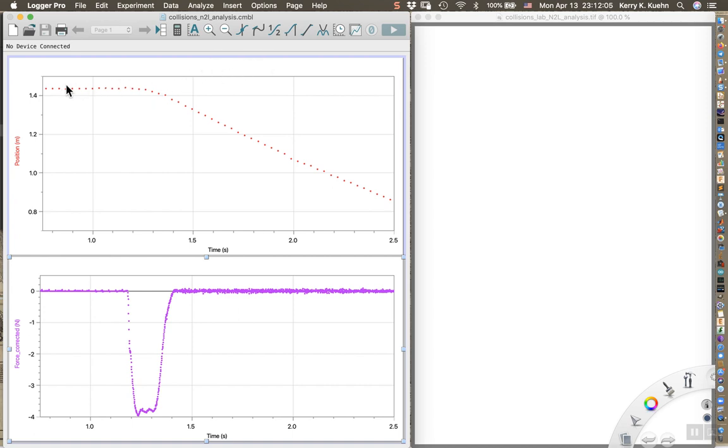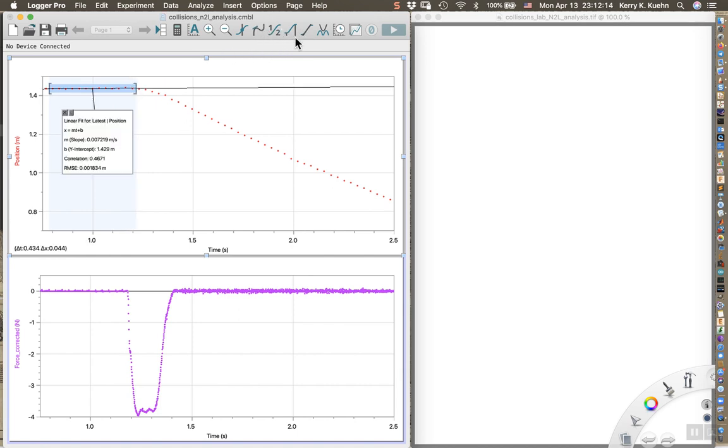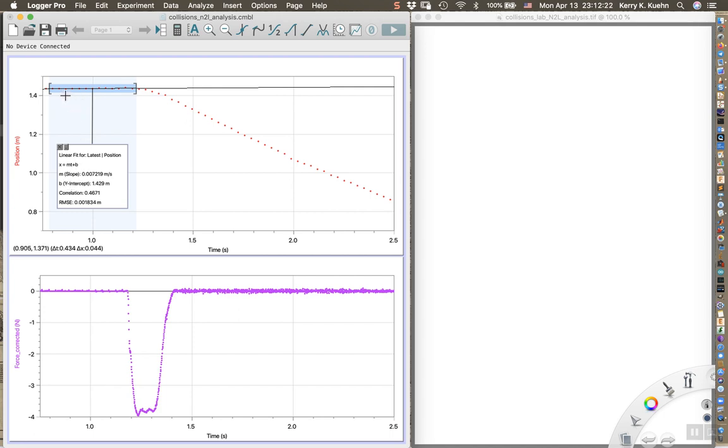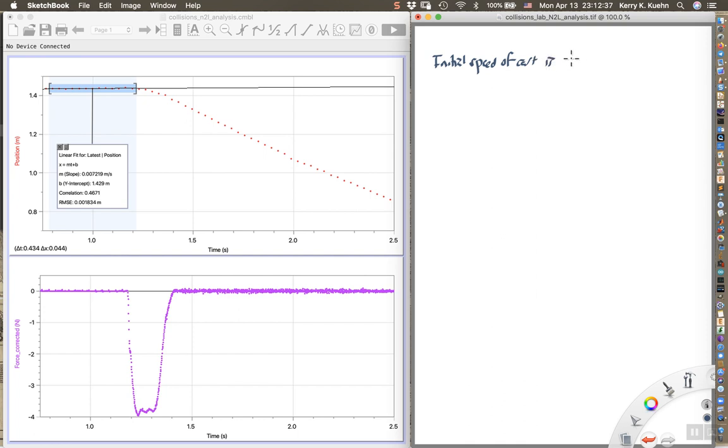So what I'm going to do is select some section of the data over here, and do a linear fit to the data. Okay, so that tells you that its position as a function of time is shown here, and its slope is just about 0. So the slope is the velocity. So the initial speed of the cart is about equal to 0 meters per second. That's the slope of the position versus time.